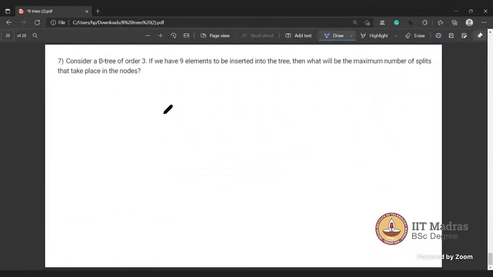We'll move to another question. Consider a B tree of order 3. If you have 9 elements to be inserted into the tree, what will be the maximum number of splits that take place in the nodes? Please try to solve, there is one trick in these questions. I will wait a few minutes.